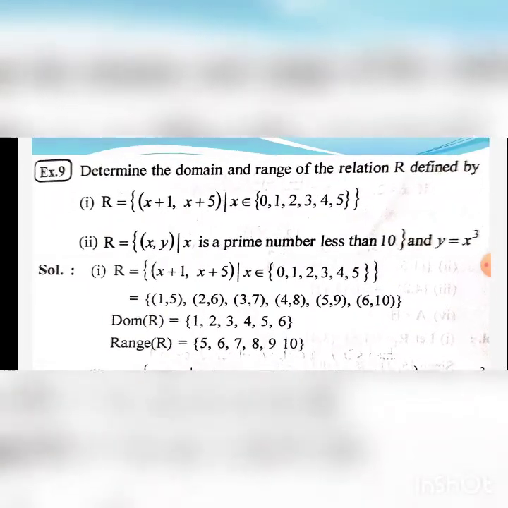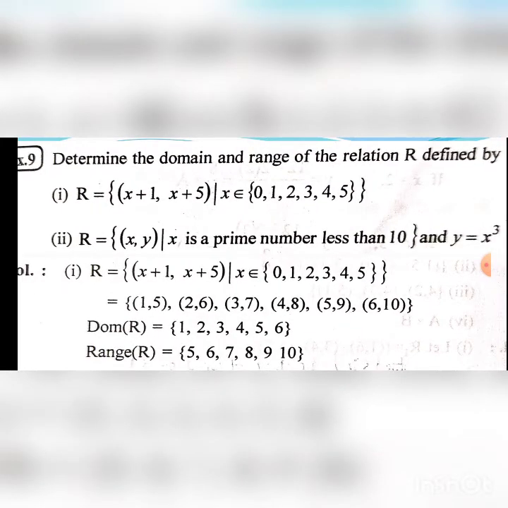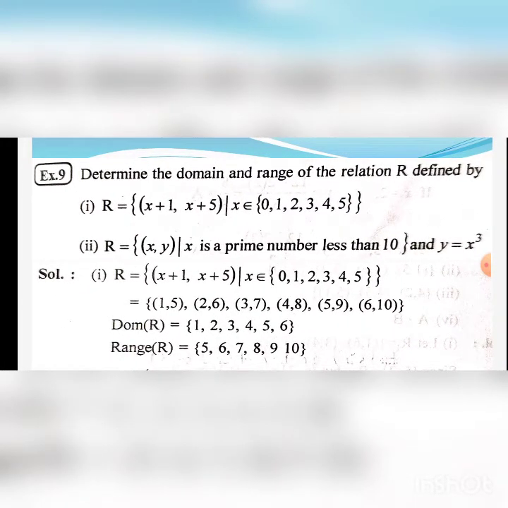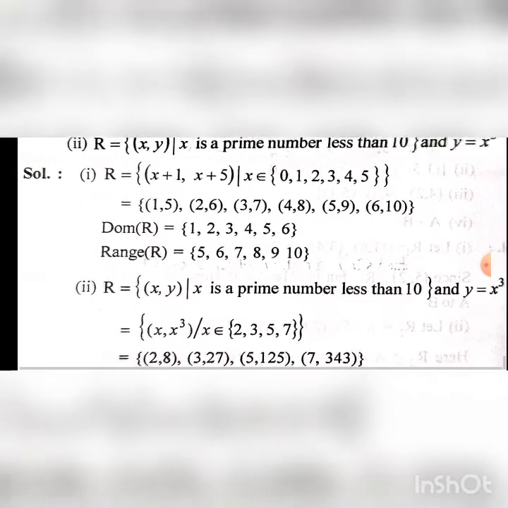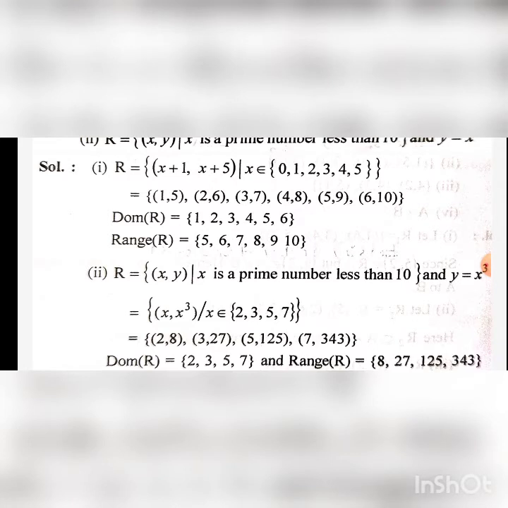Okay, so see, the next relation is what? R equals ordered pairs (x, y), such that x is a prime number less than 10 and y equals x cube. We know a prime number is what? A prime number means that number which is divisible by 1 and itself only. So what are the prime numbers less than 10? 2, 3, 5 and 7. 1 is not a prime number.